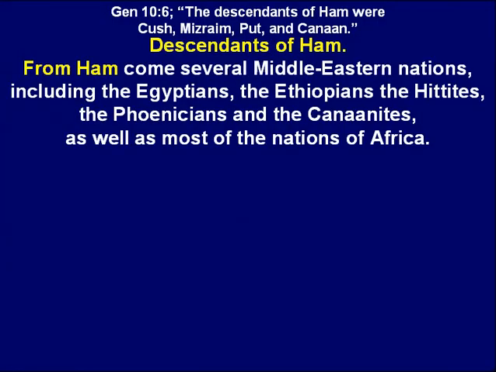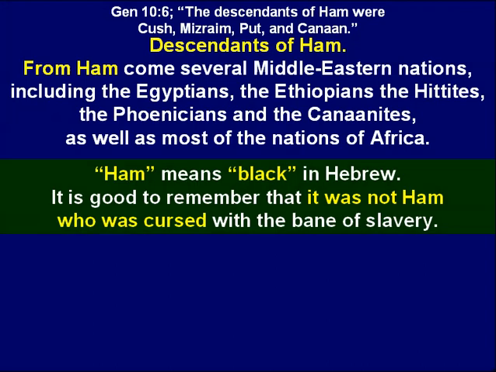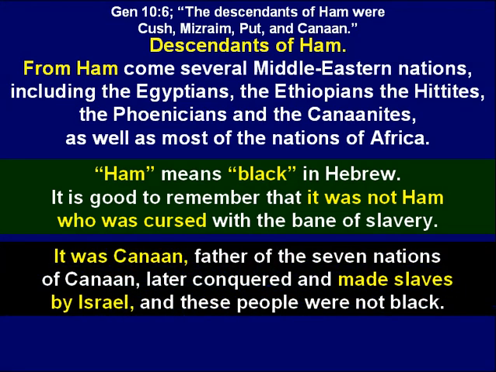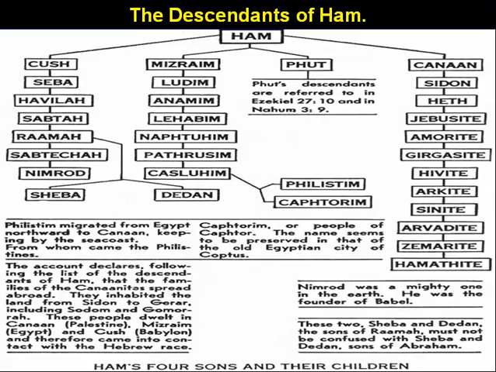Descendants of Ham. From Ham come several Middle Eastern nations, including the Egyptians, the Ethiopians, the Hittites, the Phoenicians and the Canaanites, as well as most of the nations of Africa. Ham means black in Hebrew. It's good to remember that it was not Ham who was cursed with the bane of slavery. It was Canaan, father of the 7 nations of Canaan, later conquered and made slaves by Israel, and these people were not black.